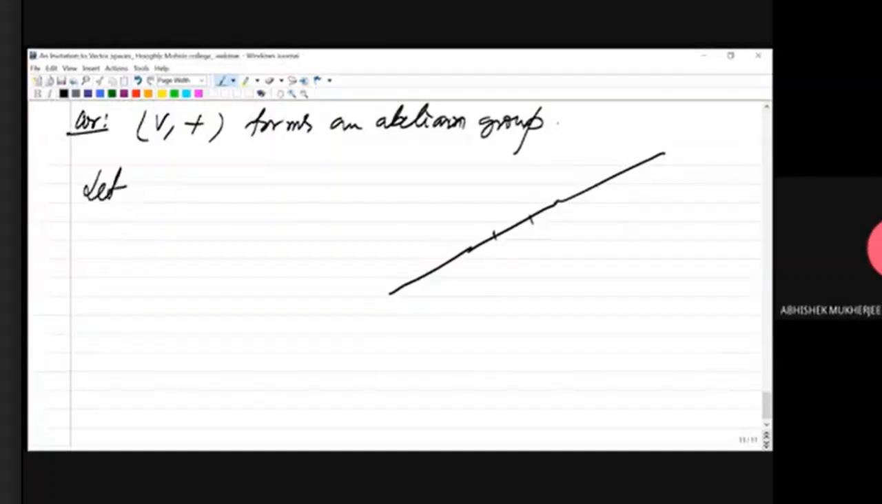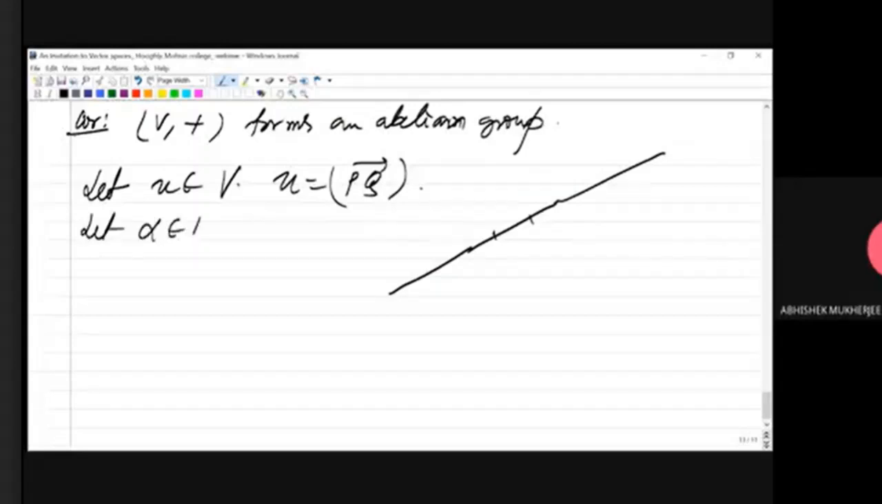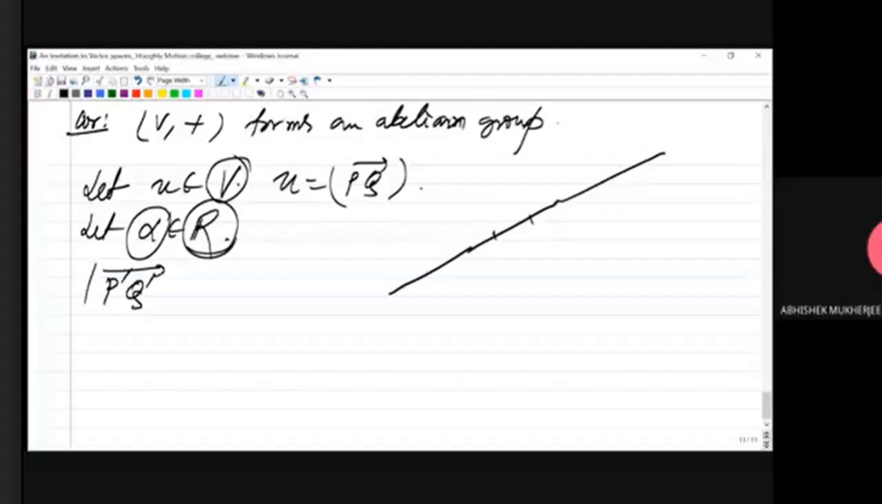So let us consider a vector in V, and suppose you take one localization, PQ. Now let alpha be a real. Then you define another localized vector which will be determined by these two objects, one from the field of reals and another from this abelian group. So P dash Q dash will be our new localized vector whose magnitude will be mod alpha times the magnitude of PQ.